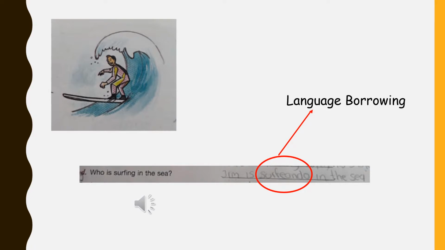In this case, the question: who is surfing in the sea? The answer: Jean is surfeando in the sea. Personal language borrowing, because the guy replaces the word surfing with the word surfeando. The correct answer is Jean is surfing in the sea.